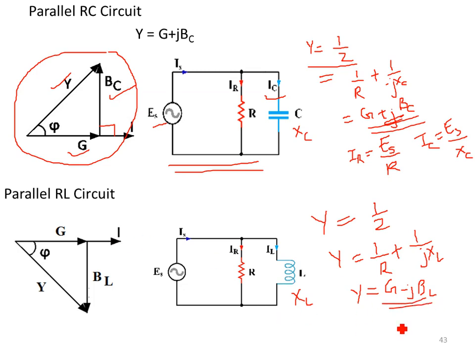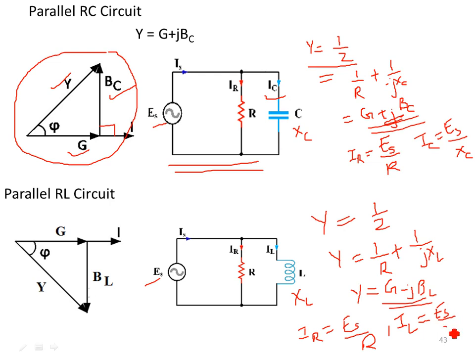Now, if you need to find the current IR, IR is given by the supply voltage ES divided by R. Again, what is IL? IL is equal to ES divided by XL.